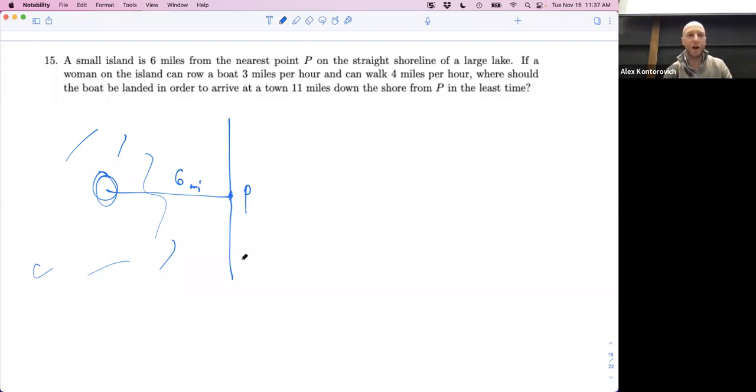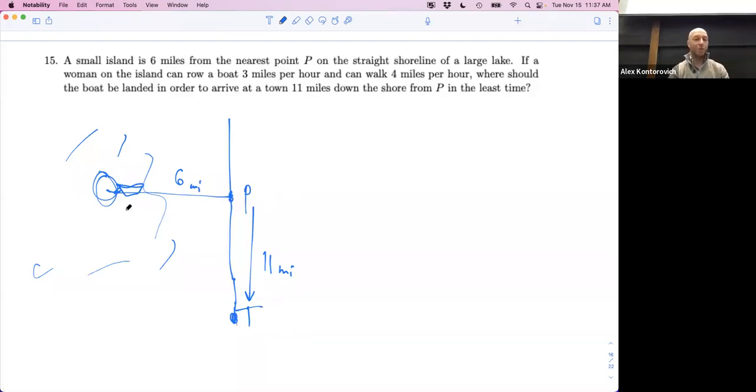If a woman on the island, so we have a woman here, can row a boat at 3 miles an hour, and she can walk 4 miles an hour. Where should the boat land in order to arrive at a town 11 miles downshore from the point P? So here's a town, let's call it T. It's right on the water, I'm assuming. This is 6 miles, that's 11 miles.